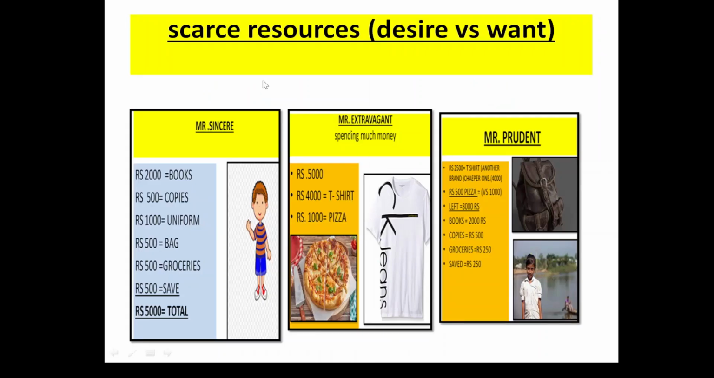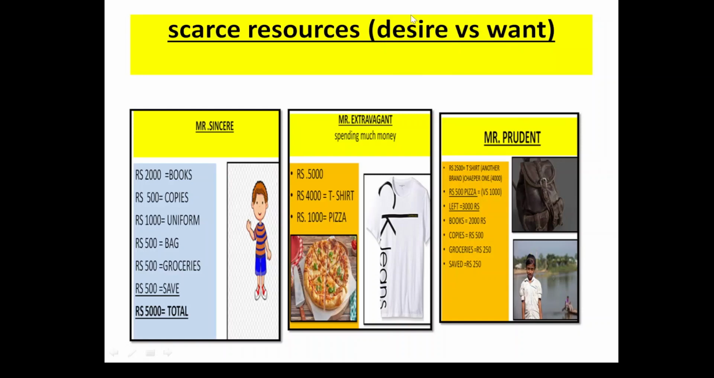So, what is economics? Economics is all about the scarcity of resources. There is a huge difference between desire and want. Want is limited, like food, shelter, clothing. We need food for our survival, we need clothes to wear, and we need a house to live in.